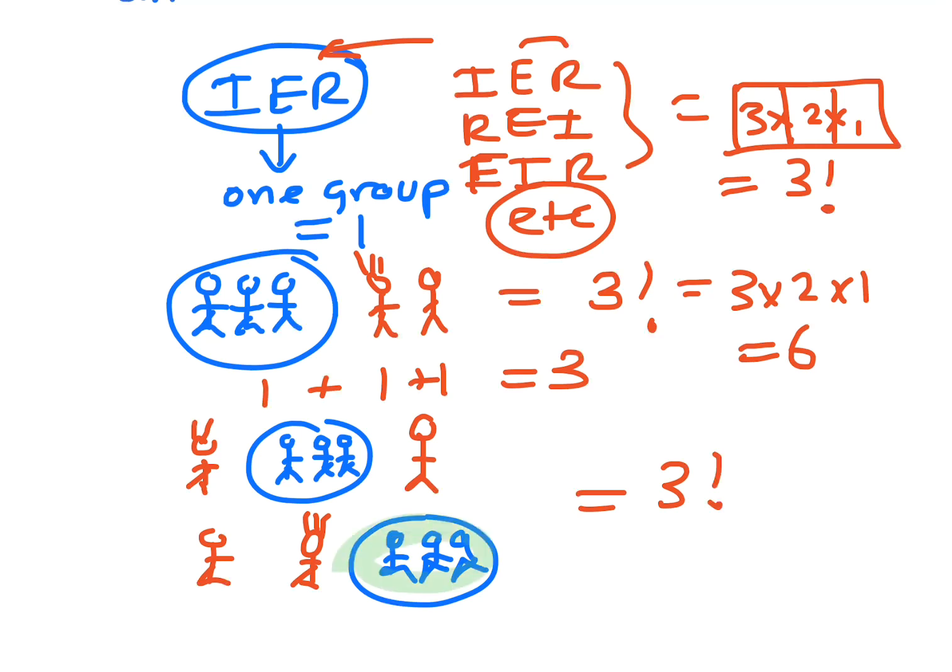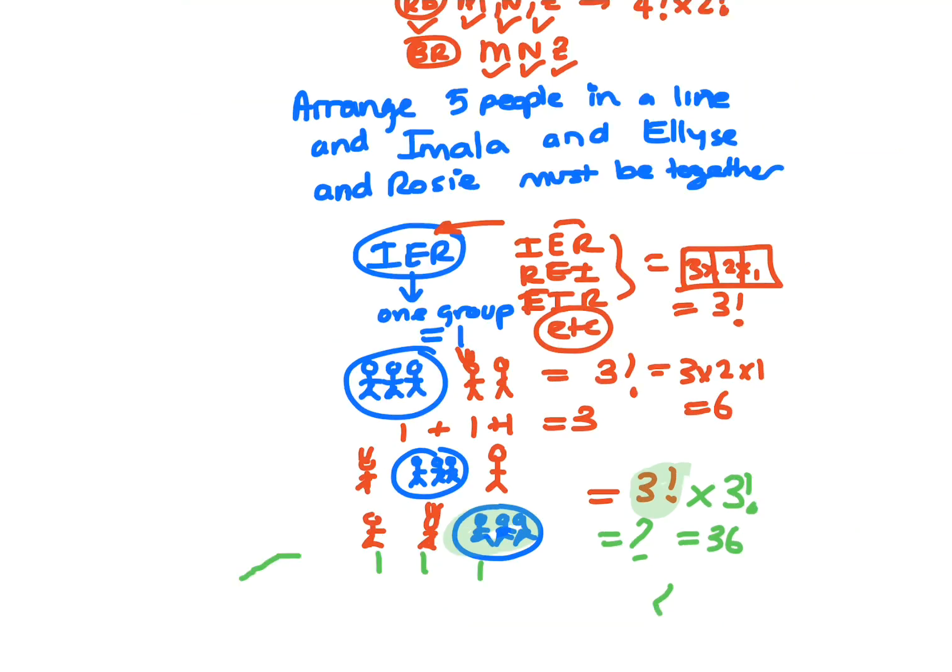So that would be just the group, that 3 factorial. And then you do times 3 factorial, because that's treating the group as 1, and the other 2 as the 2nd and 3rd person. And that would be 6 times 6, which I think is 36. So that's just an example of 5 people in a line where 3 of the people must be together.